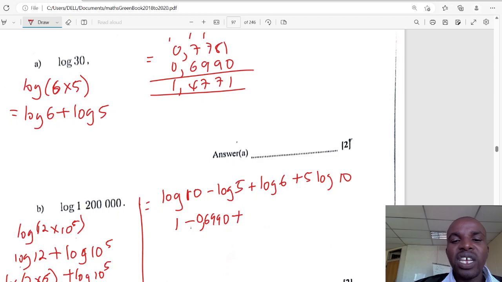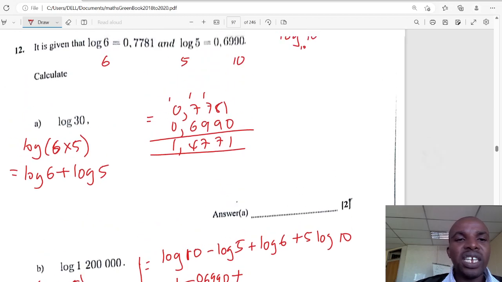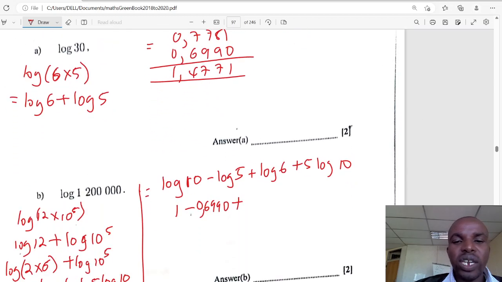0.6990. That's log 5. Then log 6 also have it here, 0.7781. Plus 5 log 10. Log 10 is 1. So 5 times 1 is 5. So you can add this part. 5 plus 1 is 6.